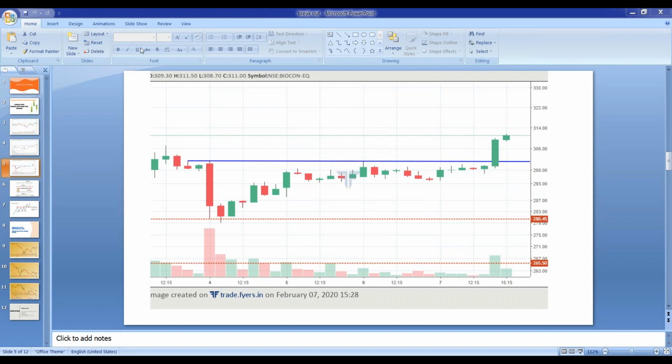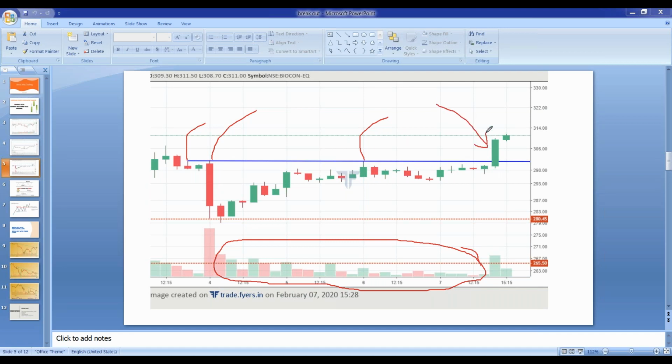Okay, so this is one of the chart. Again, 3 touch points, 1 touch point, 2 touch point, 3 touch point. See the volume, what is happening? Volume is on a lower side, volume is very less. But what happened in this candle? Candle size is very big, closed above the resistance.